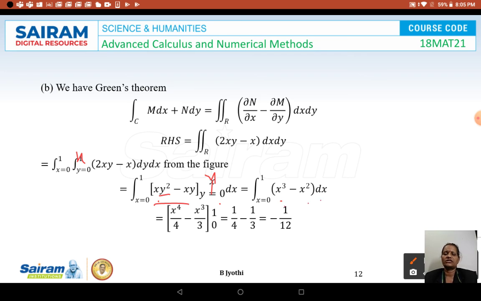That on integration we get x power 4 by 4 minus x cube divided by 3, 0 to 1, and this on substitution 1 by 4 minus 1 by 3, which gives us minus of 1 by 12.